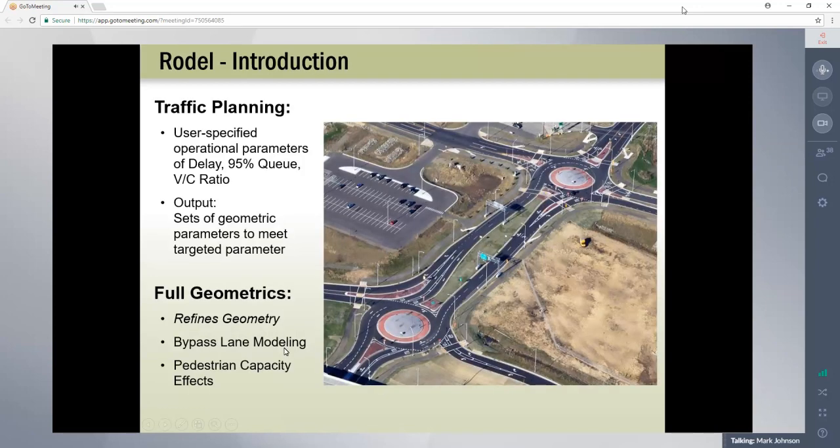So traffic planning, there's a planning level where you can actually specify operational parameters for delay or queue length or VC ratio, and then it'll give you sets of geometric parameters to meet that targeted parameter. And then the full geometric analysis can allow you to refine your geometry and do bypass modeling, model for capacity effects.